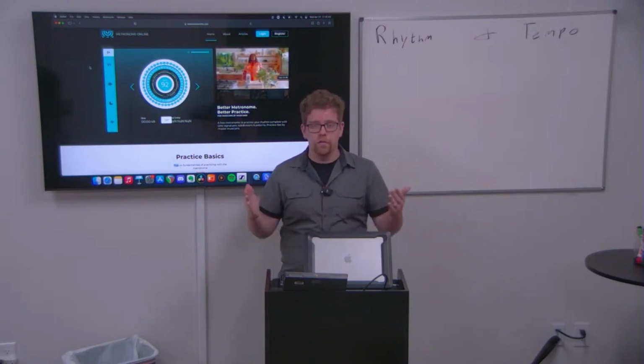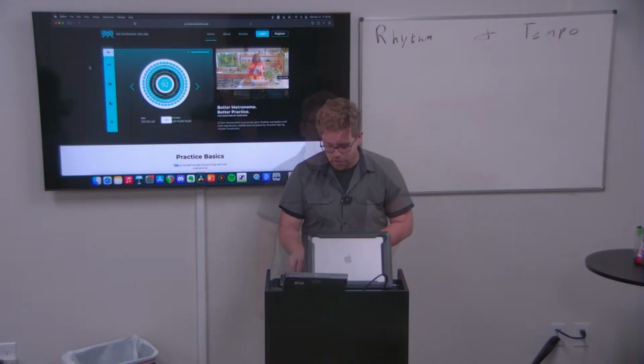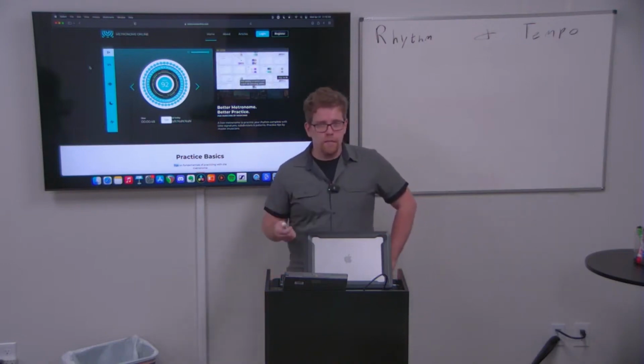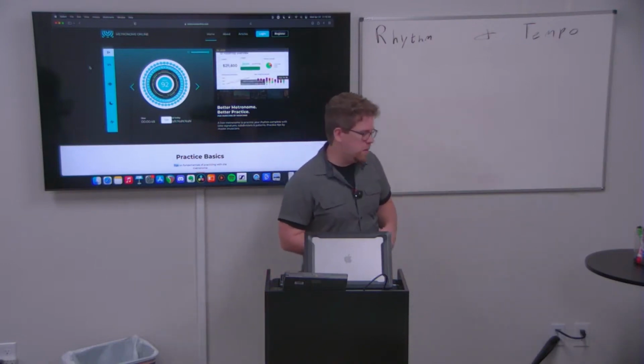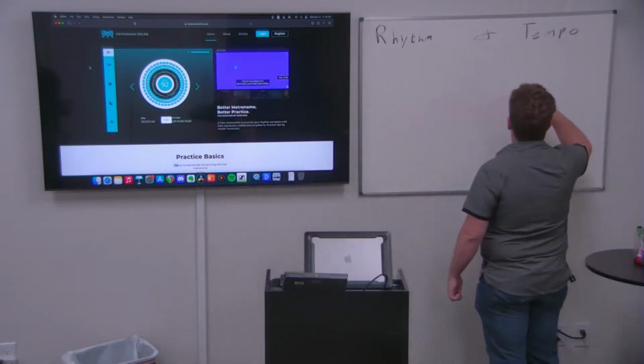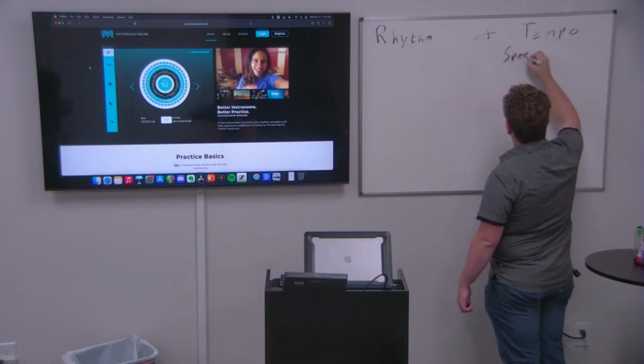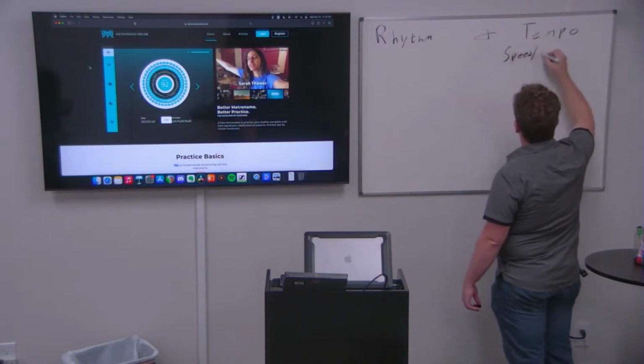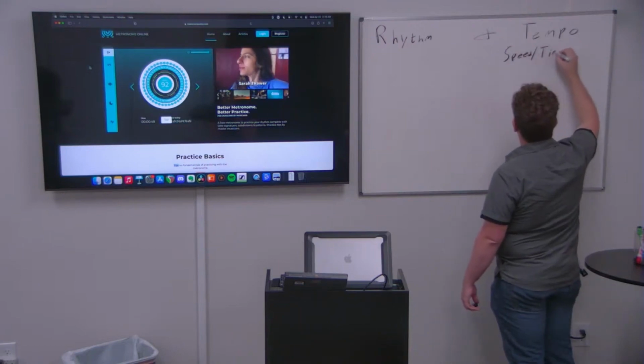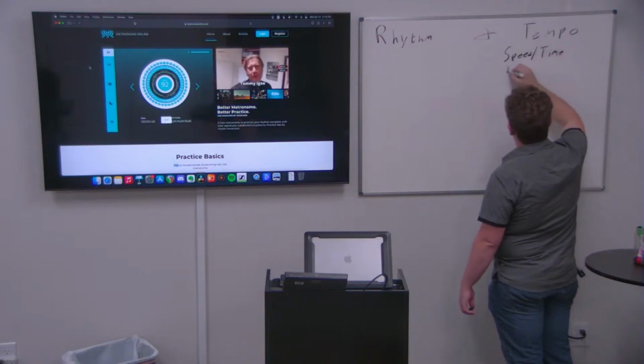So first thing we're going to do is define these different things. We're going to start by defining tempo. Tempo is going to be defined as the speed or the amount of time per beat.